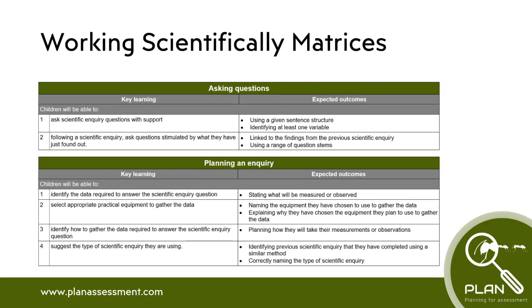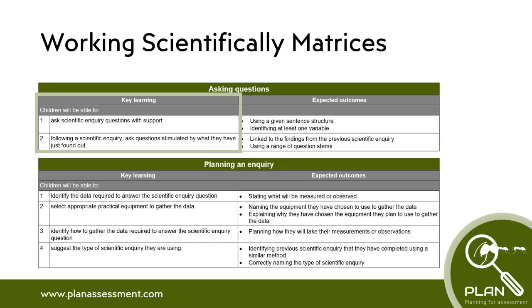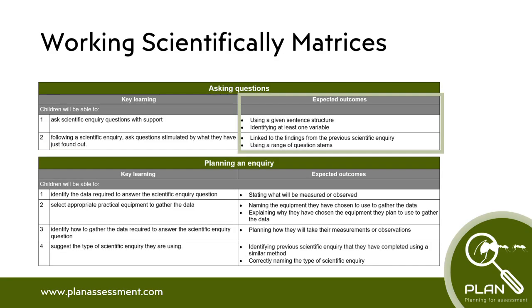To support the teaching and assessment of the working scientifically skills, there is a working scientifically matrix for each Plan working scientifically skill in each phase: Key Stage 1, Lower Key Stage 2, and Upper Key Stage 2. Each matrix provides the key learning for the skills for that phase, as well as the expected outcomes that a pupil would need to demonstrate to be secure in each of the elements of the key learning.